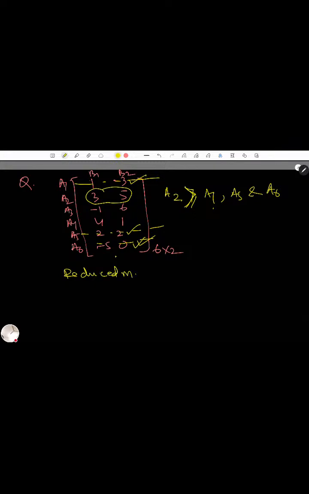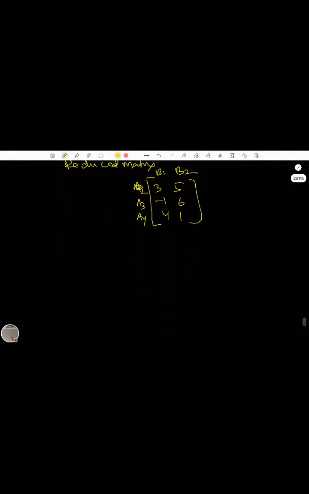the reduced matrix is 3 5, and here minus 1 6, and here 4 1. Okay, so B1 B2 remain, and it is my A2, it is my A3, it is my A4. In the same way we'll plot the graph, right?